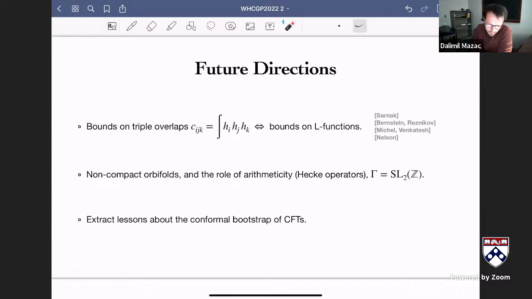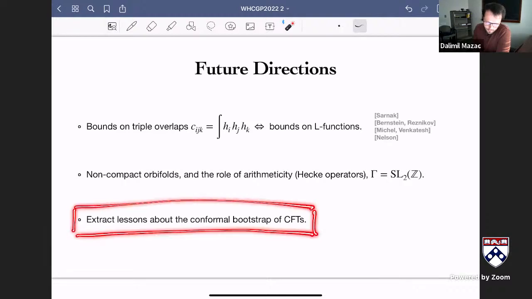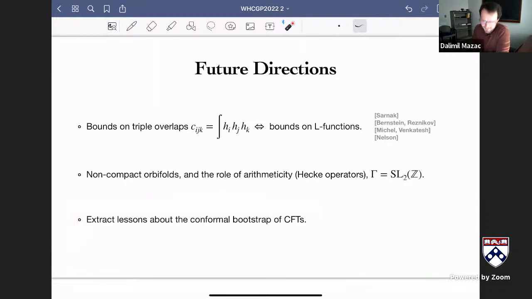Related to that is the question of bounding non-compact orbifolds. So there was already a question earlier in the seminar about SL(2,Z) and maybe understanding what role arithmeticity plays. There we have some extra symmetries coming from the Hecke operators, which sort of should enhance the SL(2,R) to some bigger group. And finally, it would be nice to use this toy model of hyperbolic manifolds to learn something about the thing that I care about much more, which is actual CFTs.